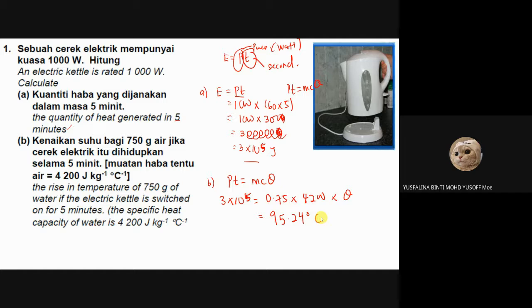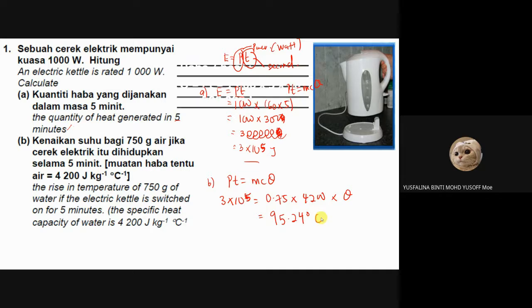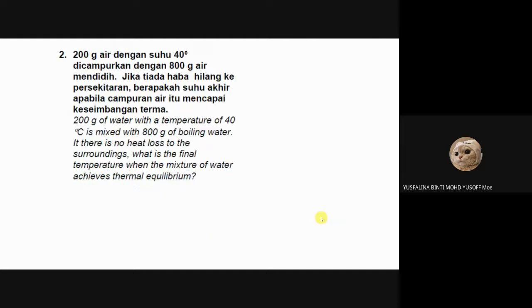Okay, good, Lakshmi. 95.24 degrees Celsius. So this one is actually 60 times 5 is 300, not 3,000. Okay, so correct. So for this one, try.